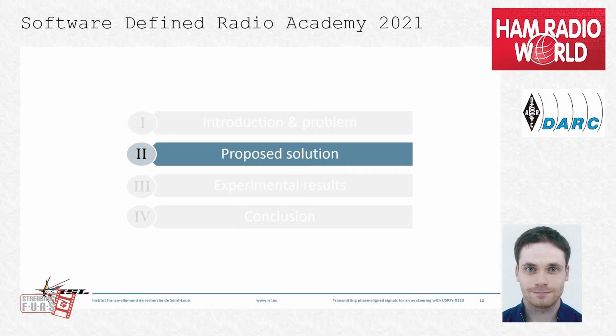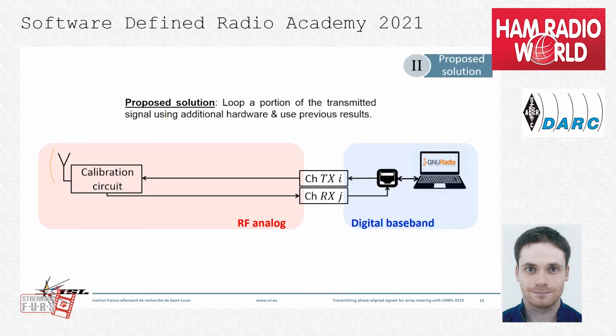That brings us to the second part of the presentation. It is the solution that we propose to address this issue. We stated that we wouldn't be able to achieve phase alignment without any additional hardware, so that's what we did. The idea here is to loop a portion of the transmitted signal using passive RF components placed between the USRPs and the transmitting array, and build on the previous results to measure and compensate for the phase shifts in software.